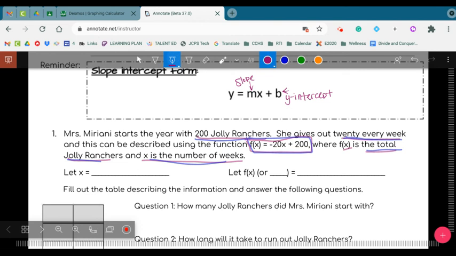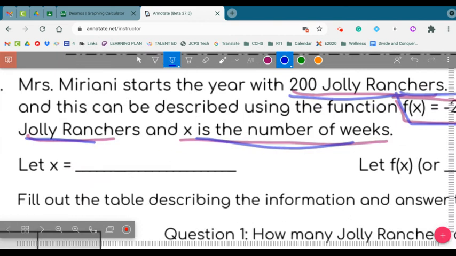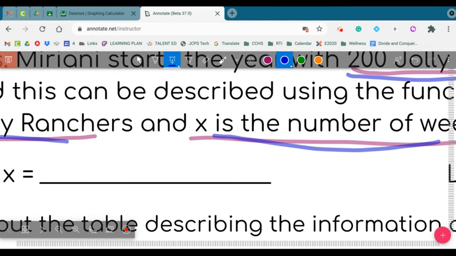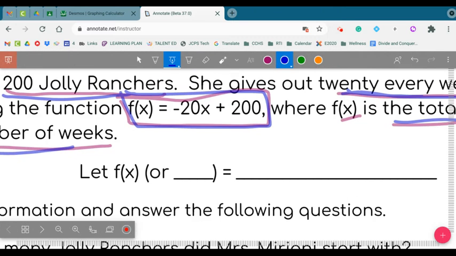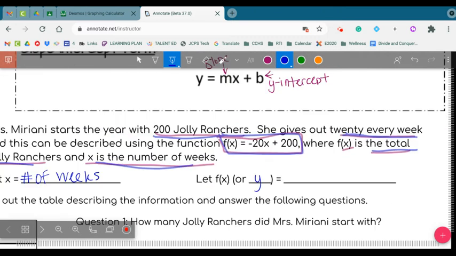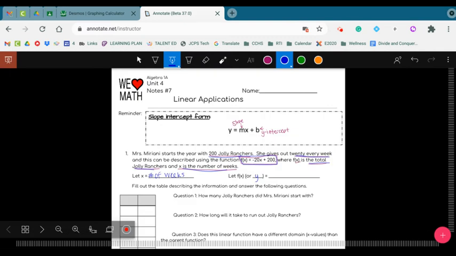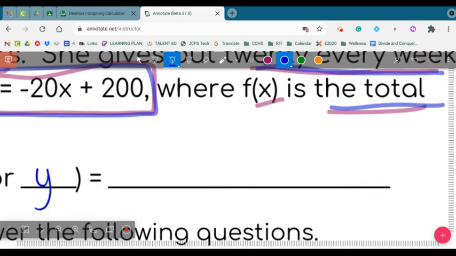So it says, what is our x and what is our y? It says let x equal number of weeks, so we're going to let x equal number of weeks. And then f of x we said is the same as y, and this equals the total number of Jolly Ranchers.